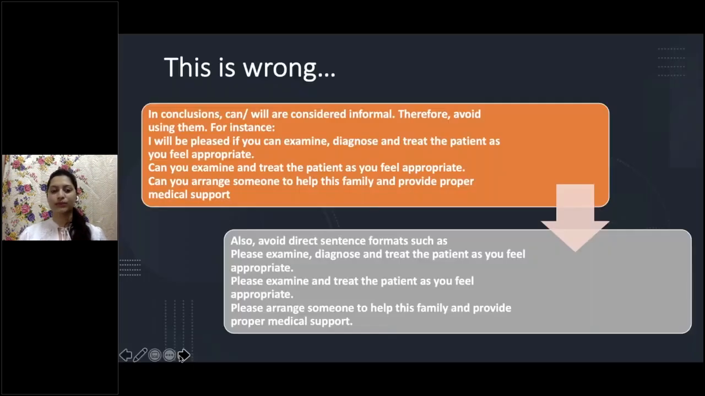Yes, so I have a few examples here so that I can elaborate on what I was telling you, because the more examples we see, the more we learn, right? So let me tell you what is wrong first.